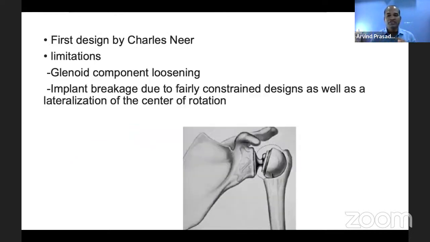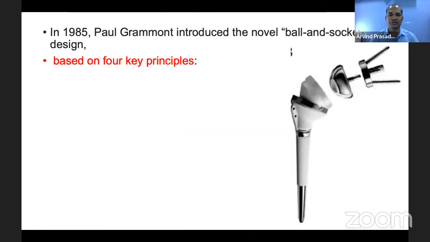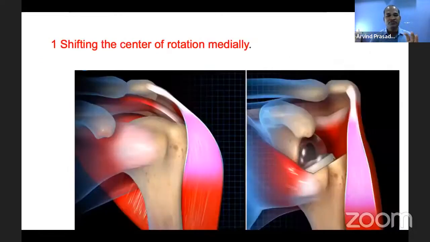But there were limitations of this design because it was fairly constrained. There were high chances of glenoid component loosening, at the same time implant breakage, and also there was lateralization of the center of rotation. So in 1985, Paul Grammont came with the novel concept of the ball and socket design, based on four principles, that started with shifting the center of rotation from lateral to medial.